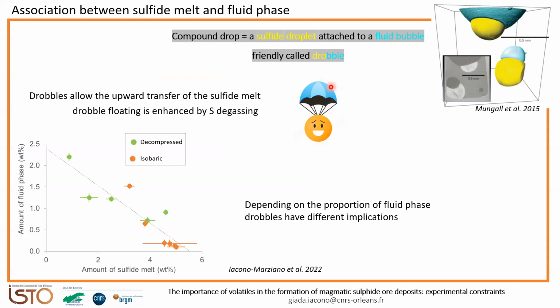We performed both isobaric and decompression experiments, and we noticed that the amount of sulfide melt is inversely related to the amount of fluid phase. That's because sulfur is mainly a volatile element, and it prefers to go to the fluid. So depending on the proportion of fluid phase, Drobbles may have different implications.